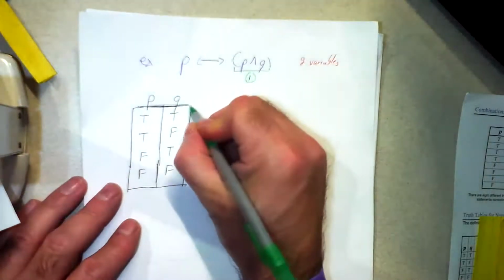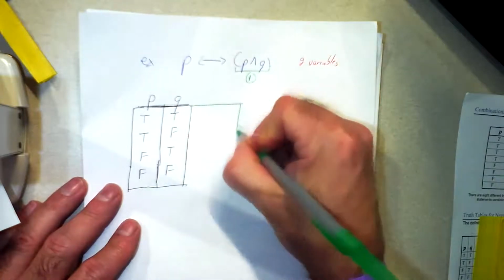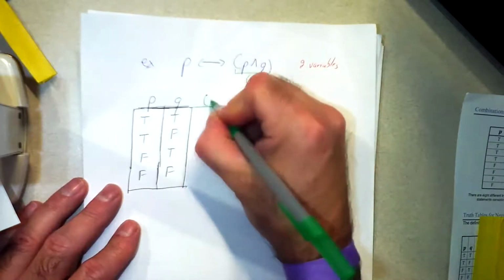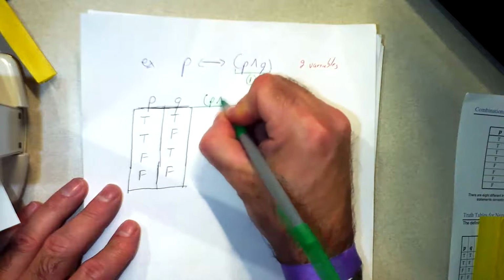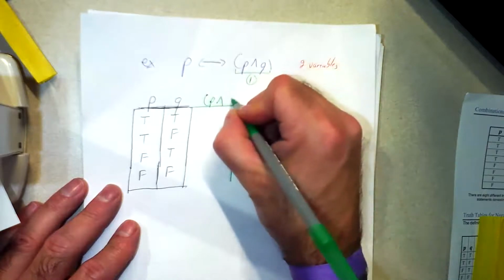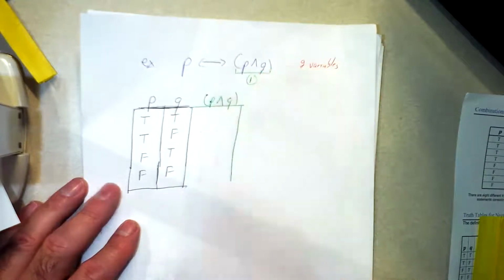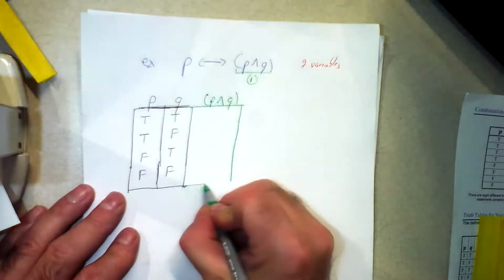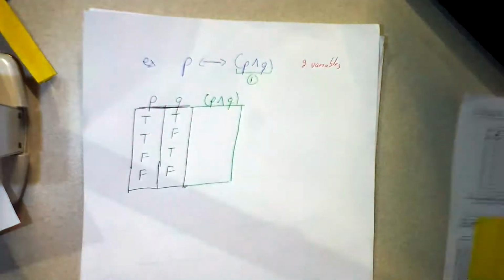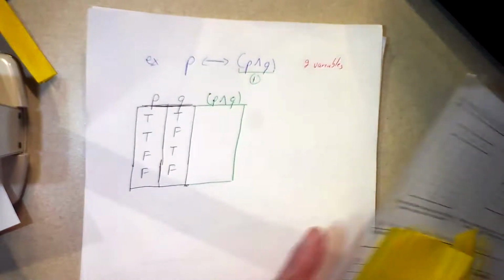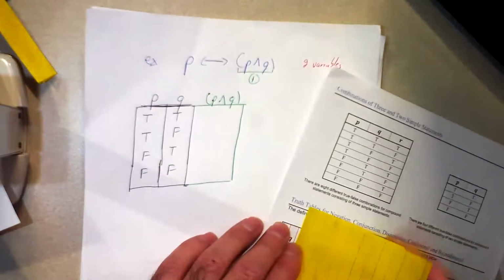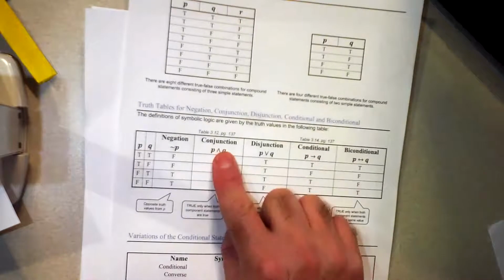So I'm going to create my column. I'm going to do P with my connector and Q, right? So now I have to go to my notes, my chart, and I need to find the connector. So let's find my connector. There it is, my conjunction.